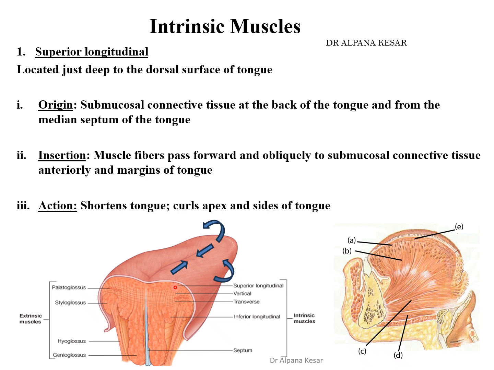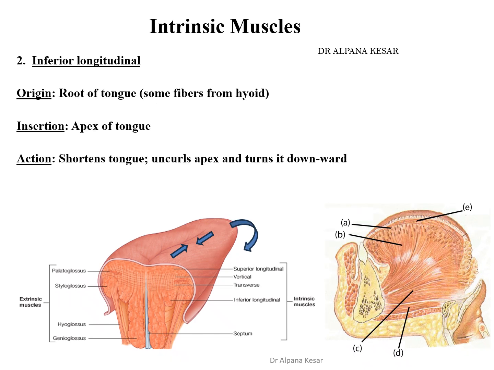Action of superior longitudinal muscle is to shorten the length of the tongue. It also helps to curl the apex and the sides of the tongue upwards. Inferior longitudinal muscle. This muscle is superior longitudinal and this muscle is inferior longitudinal.